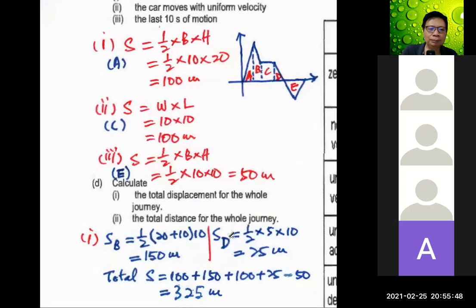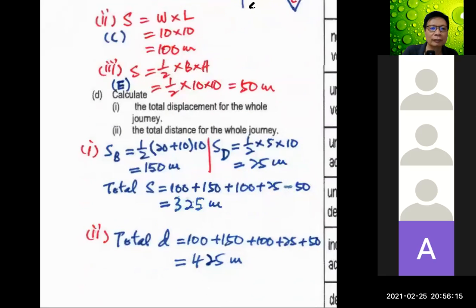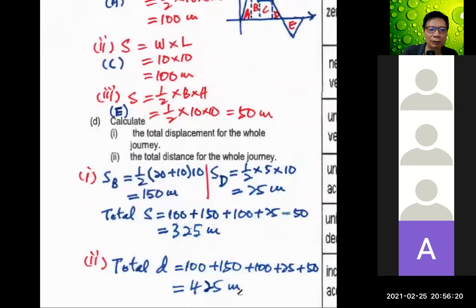Okay, now next, what is the total distance? Just now we calculated total displacement 325. Then what is the total distance now? Distance is not a vector quantity. Distance is a scalar quantity. Scalar quantity means direction is not important. You don't care about the direction, positive or negative. You just add everything. So when you add everything, you plus 50, you don't need to minus 50. You plus 50. So you get 425, not 375.